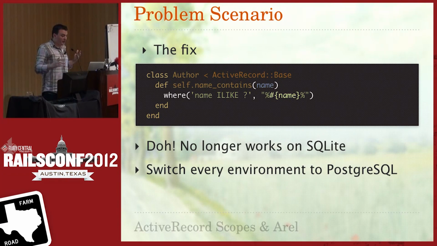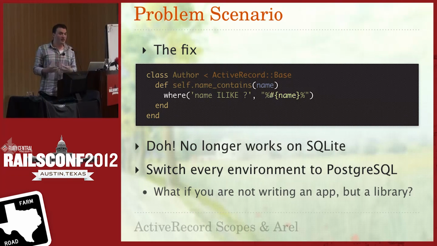And in many scenarios, that's probably fine. But what if you're not writing an application? What if you're writing a library? You're writing something where you don't know the environment in which it's going to run. Now you're dictating that all the users of this library that you're making have to use Postgres. That seems kind of silly.